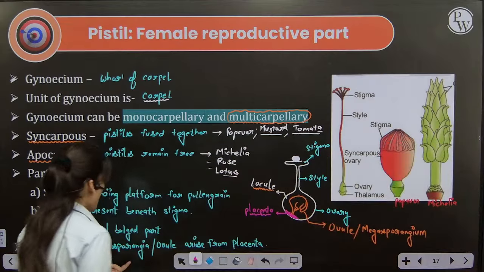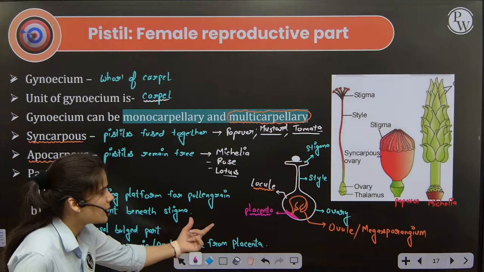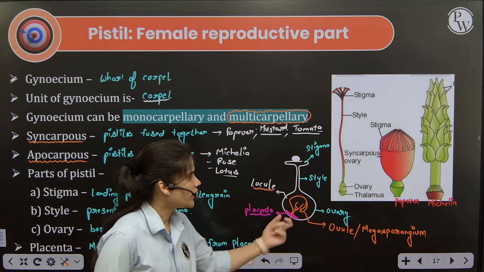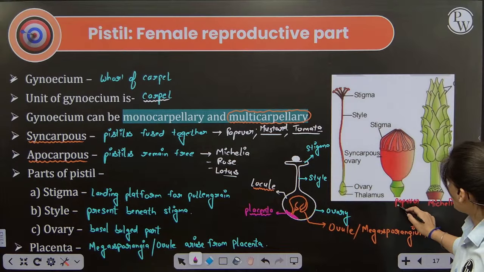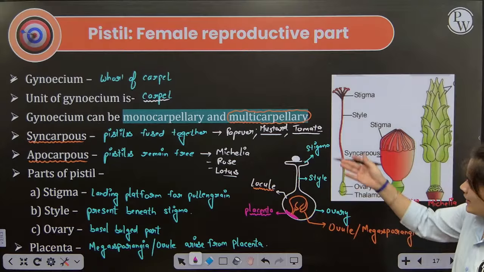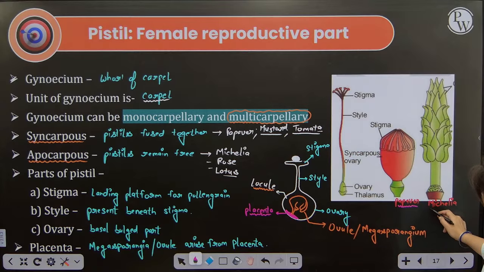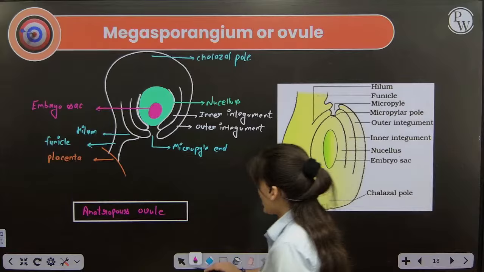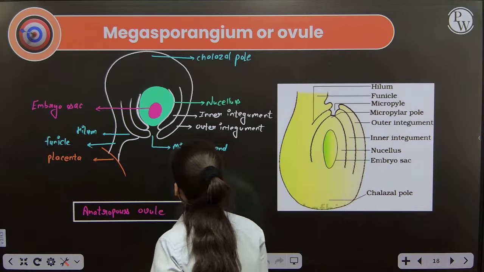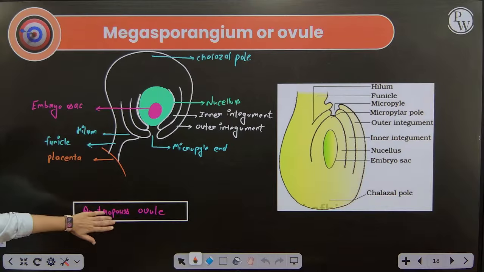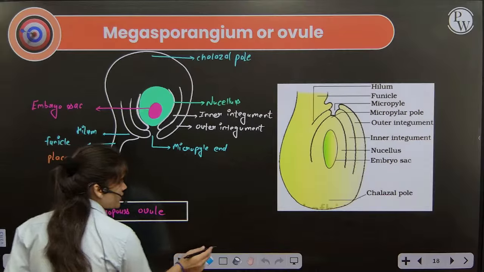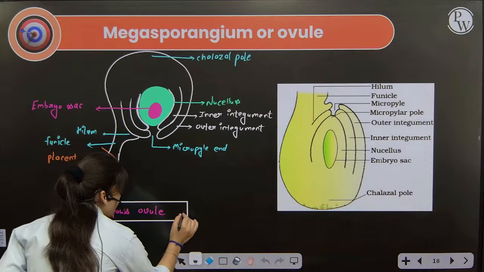What is placenta? Megasporangia or ovule arise from the placenta. It is present inside the ovarian cavity or locule. This figure shows papaver in which syncarpus condition is there, and this is about Michelia where apocarpus condition is seen. Now, megasporangium and ovule. In case of angiosperm plants, anatropous ovule is present. What is anatropous ovule? It is inverted ovule.